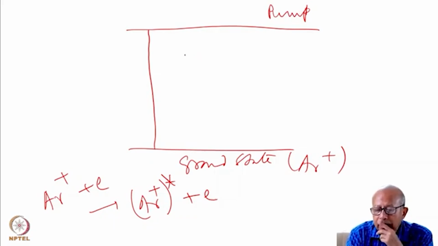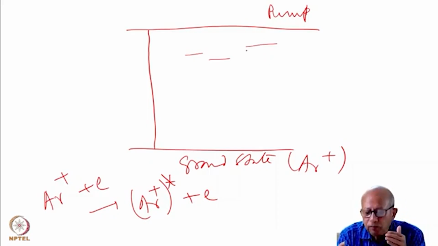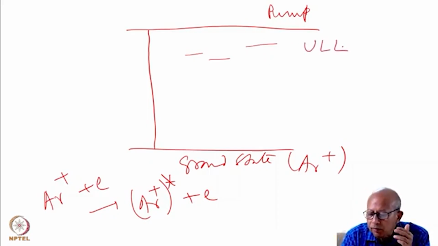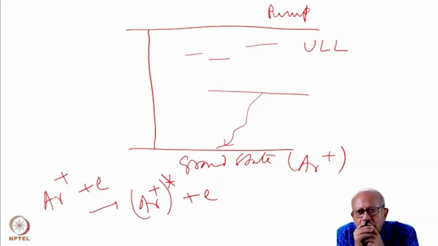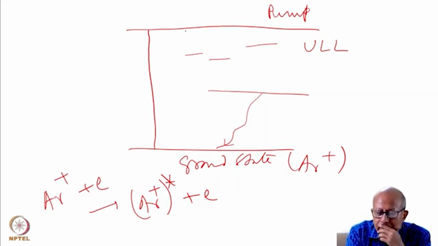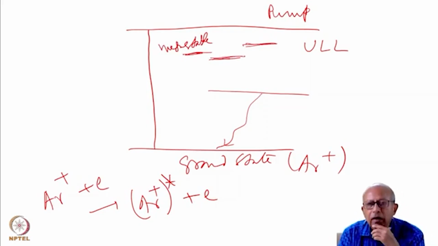From here, it can drop down to a number of metastable states which perform as the upper laser level. And then you have the lower laser level, and then from there it can actually relax to the ground state. This is a very qualitative description. So once you pump, they drop down to any of these metastable states. They are all metastable, so population can reside in these states for a relatively longer time.